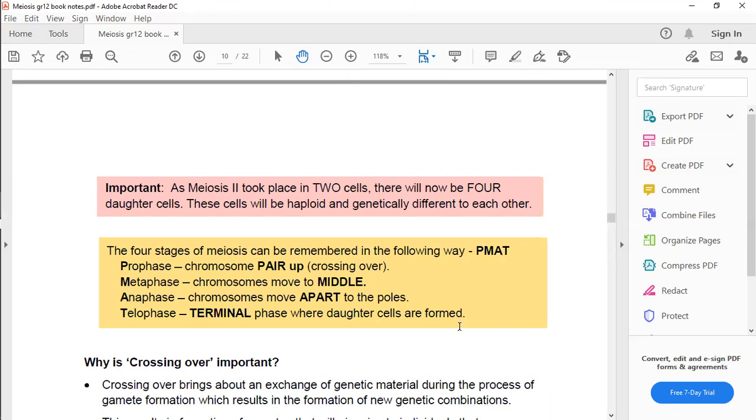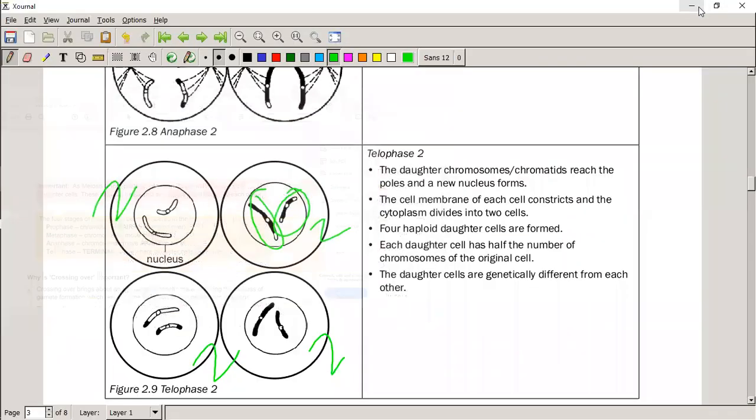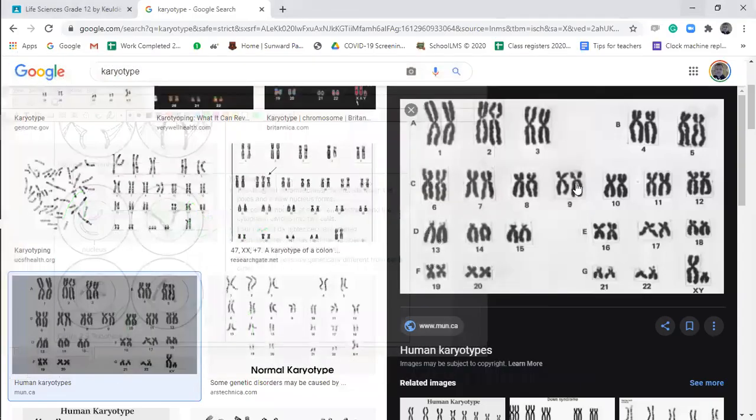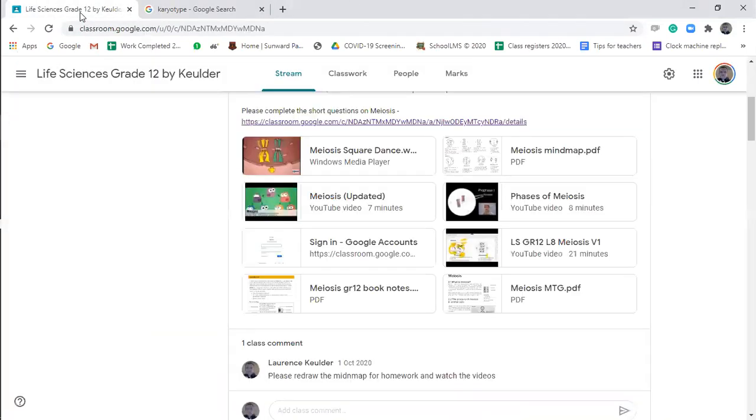So what I want you to do now is there's two things. You would have already drawn the diagrams of the mind maps. So in the Google Classroom, I want you to maybe just go through the videos again, and then there is a little task that I put out for you guys. This one over here that says, please complete the short questions on meiosis.